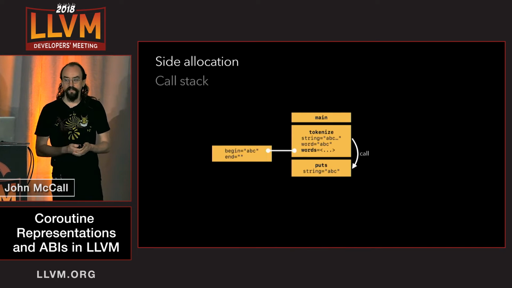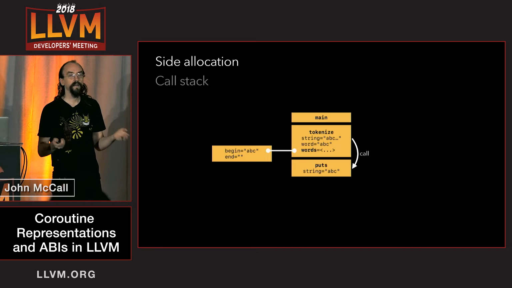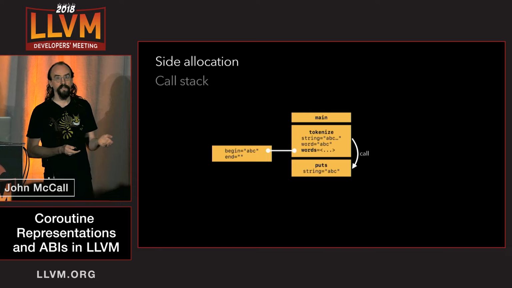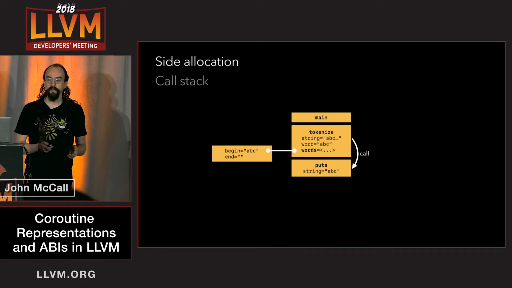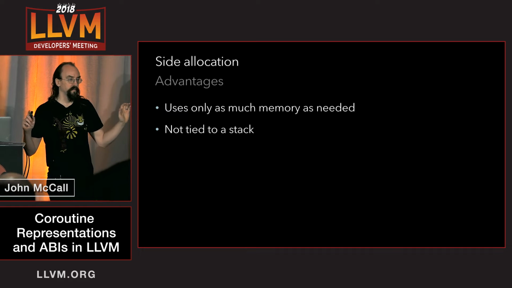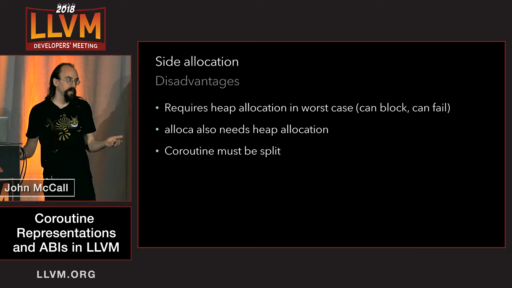So from the call stacks, that looks kind of like this. The tokenized thing holds an abstract reference to a coroutine that is basically malloc'd to be exactly the right size for the local state of the coroutine. So that's great. It uses a very minimal amount of memory. It's not tied to a stack, but it does require heap allocation.